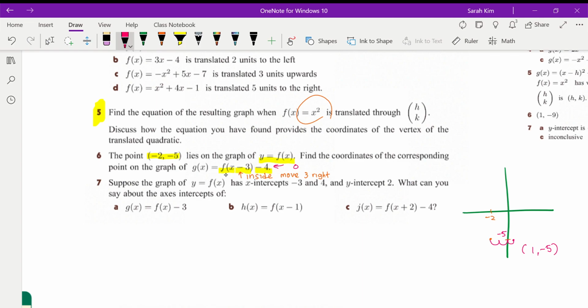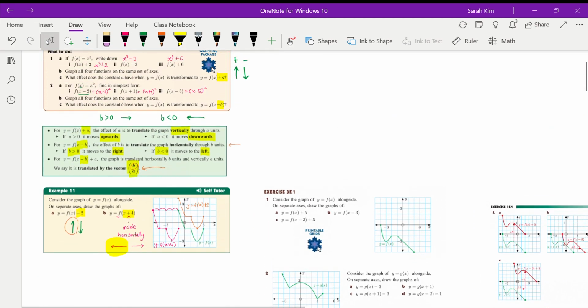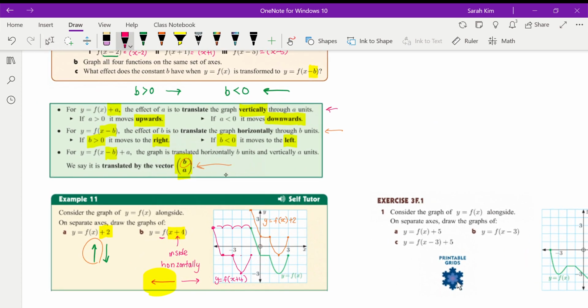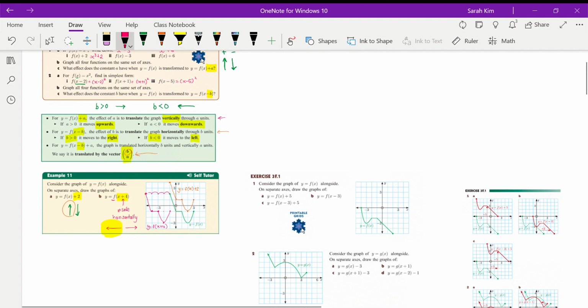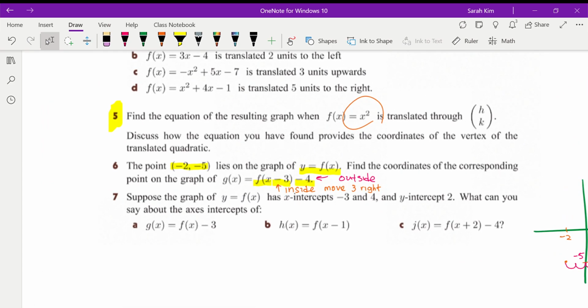So that's on the outside, that -4. Let's go back and read the notes. If you remember, go for it. Let's see, if it's outside of the function, this first dot point, if it's positive, it goes upwards. If it's negative, it goes downwards. Let's go have a look at the number. So my number is -4, so I know that it moves down. How many? Well, just 4.